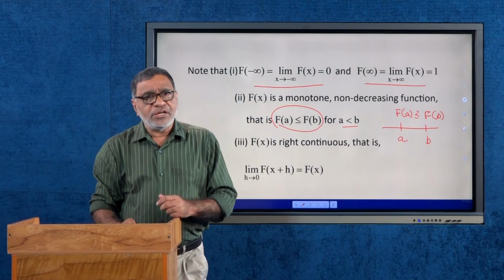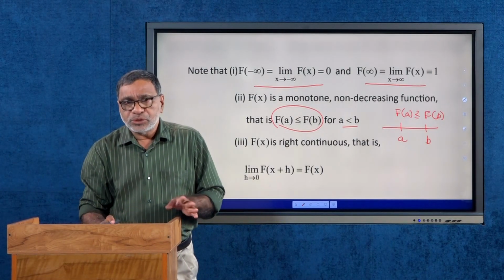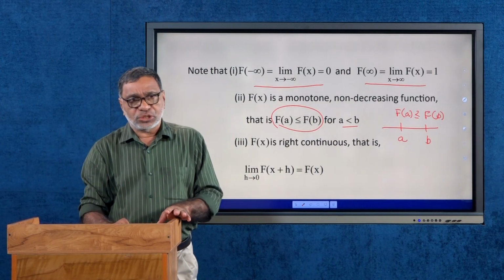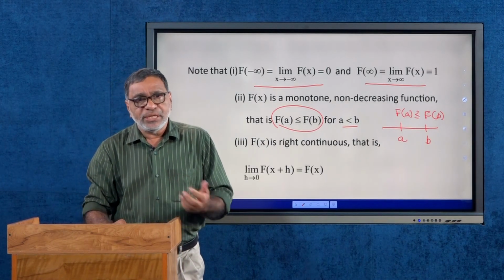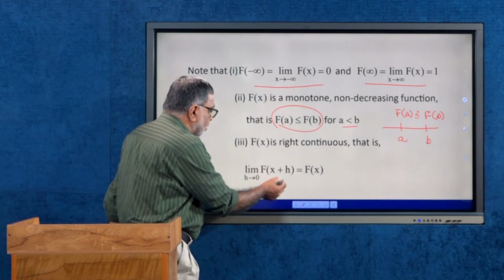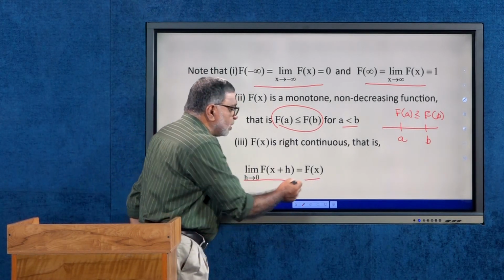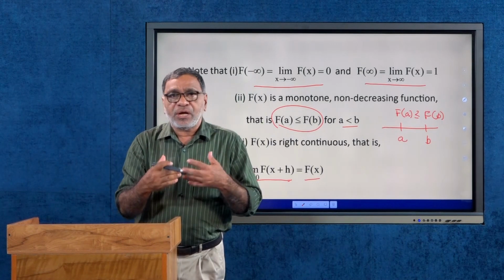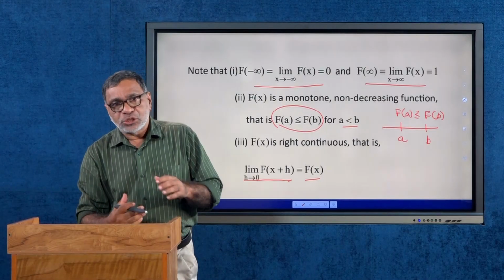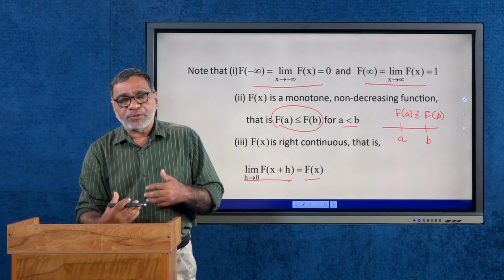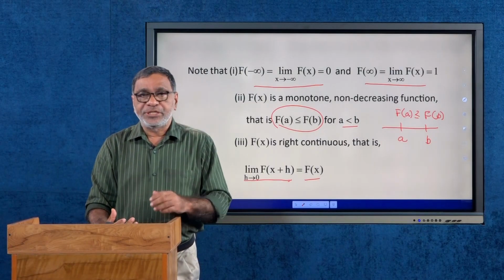And regarding the continuity property of this distribution function, f of x is always right continuous, and right continuous function means the limit when h tends to 0, f of x plus h is equal to f of x. So, these are the properties that we have studied while discussing the distribution function, and this is only an introduction of the probability properties of the distribution function I am introducing here.